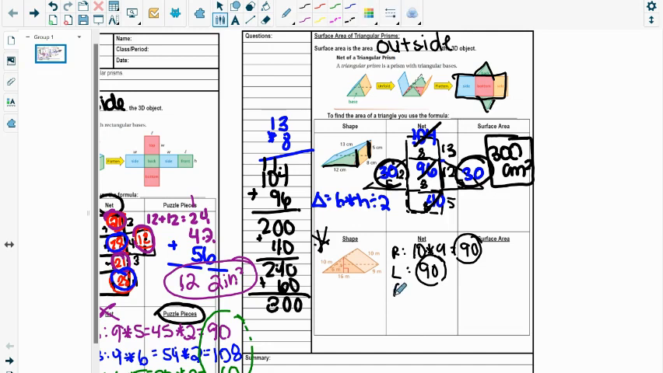And then we have a bottom. And the bottom is 16 times 9. And 16 times 9 is equal to, we could pull it over to the side if we weren't sure, 144.